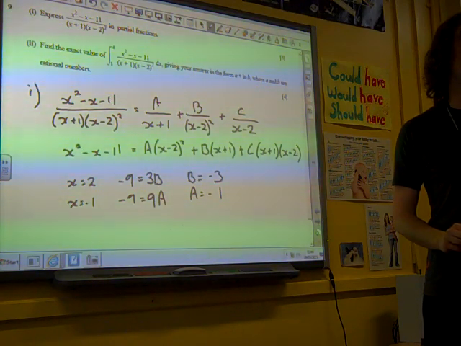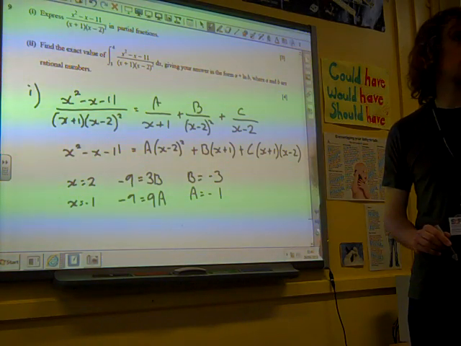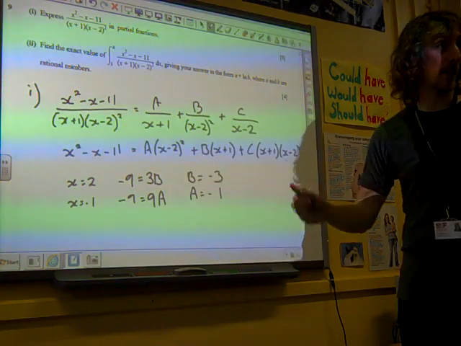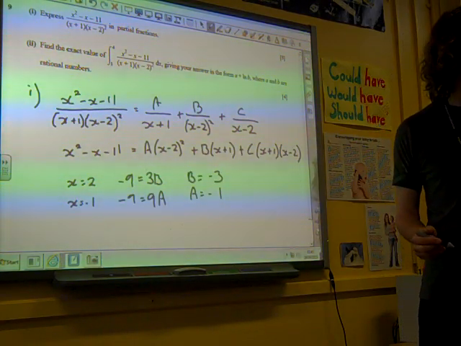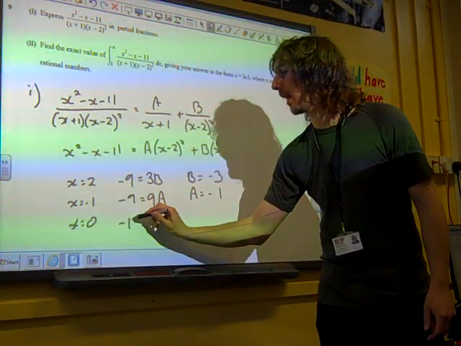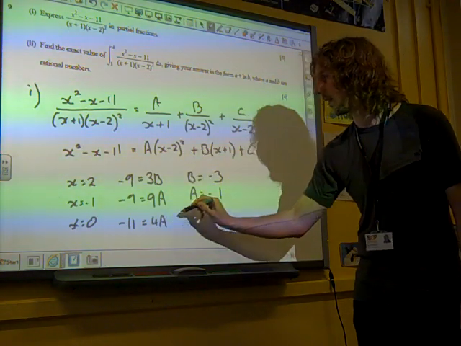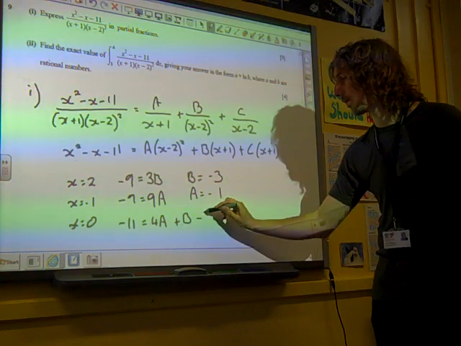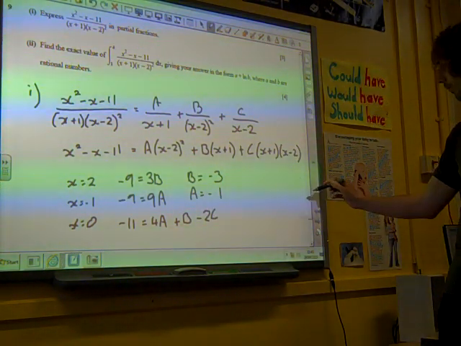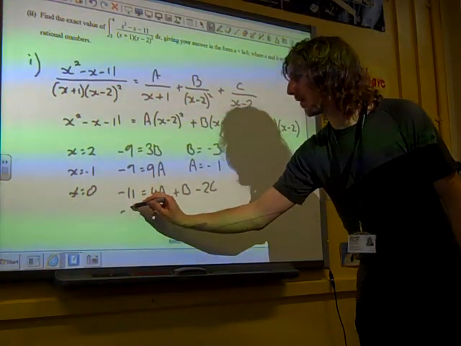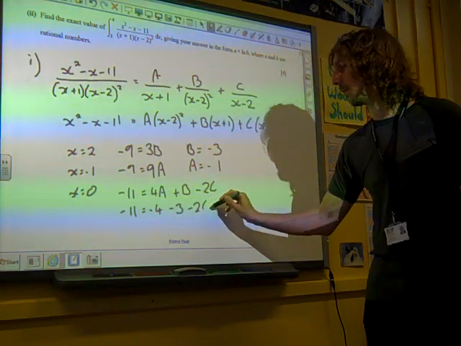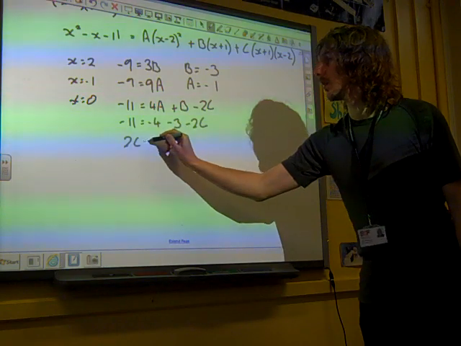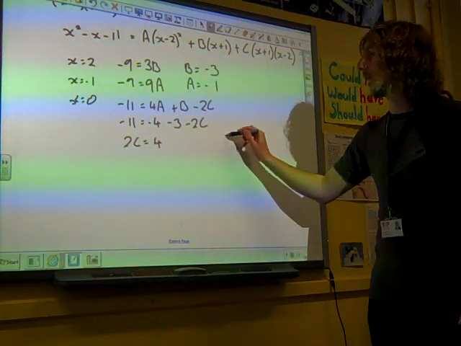What do we do about this then? How do we deal with the fact that we've used up all of our obvious values? What should we do? Yeah, any number that we like now, any one that we haven't already used, we could sub in. 0 is often easy to work with, isn't it? If we sub in x equals 0, we get that minus 11 is 4a plus b, and then minus 2c. Which leaves us with, well, a was minus 1, so minus 11 is minus 4, minus 3, minus 2c. I think we get c equals, well, we've got minus 7, and we're adding the 11, so 2c equals 4, so c equals 2.